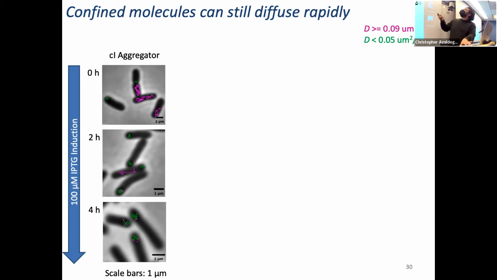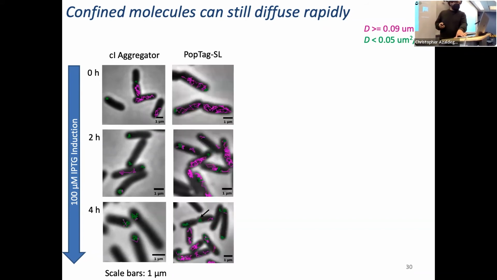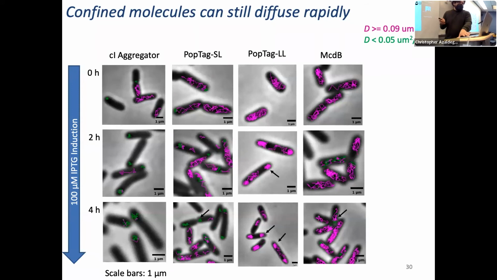I also want to note here that the color coding of these trajectories is representative of the diffusion coefficient. So highly mobile trajectories will be in this magenta color, and more slower-moving molecules will be in this green color. And so when we did look at these three other protein systems for the PopTag short linker, you see these highly dynamic proteins in the cytoplasm, and then again, these very slow-moving molecules at the poles. And you see that the change between one phase versus the other increasing over time.